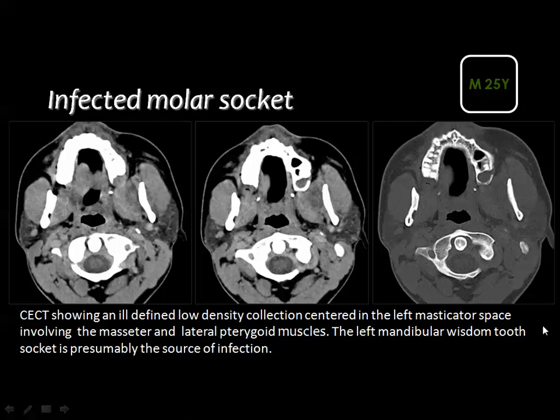And if you look here, you see the socket of the molar tooth is rarefied, is eroded. There is partial destruction of the cortex and consequent spread of the inflammatory process to the adjacent pterygoid muscles. You remember this is the mandibular ramus, and this is the parotid gland, this is the masseter muscle, and here the pterygoid muscles, and this is the parapharyngeal space fat, and this is the oropharynx, of course.